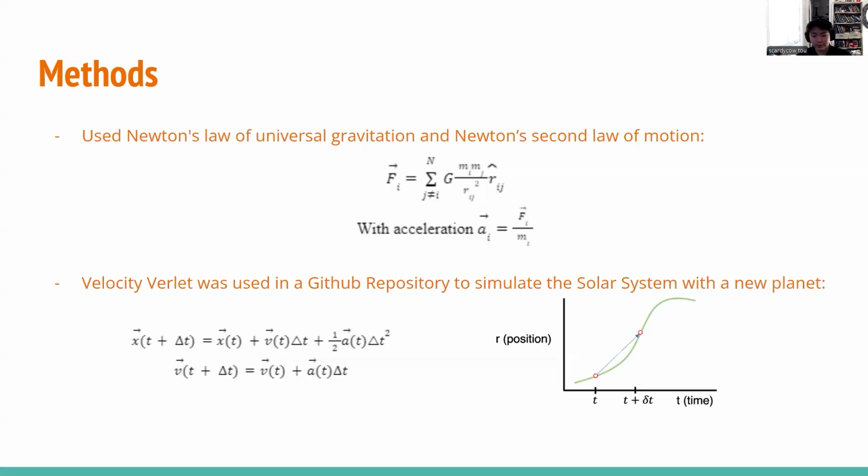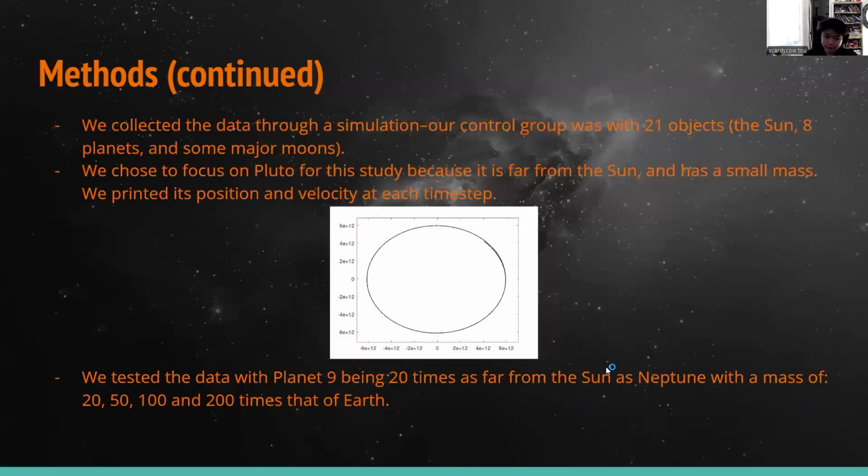So we used a simulation, and the simulation used a few methods to calculate everything. It used Newton's law of universal gravitation and Newton's second law of motion to figure out the gravitational force being applied to each object. It also used velocity Verlet, which is just an approximation method to find out where an object is going to go next. It incorporates a timestep into the kinematic equations, as you can see right here, and I'll talk more about the timestep later.